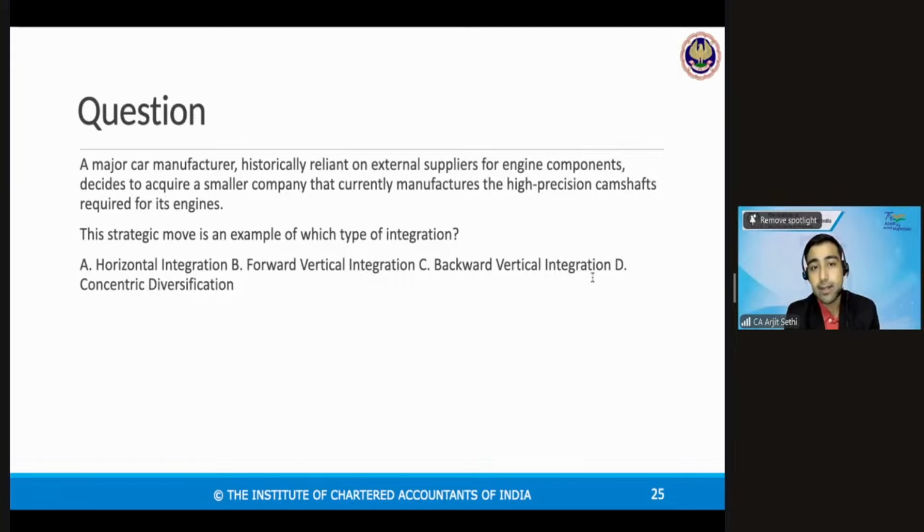Okay, horizontal, backward vertical, backward vertical... one is saying horizontal. The correct answer is backward vertical integration. Okay, I'll take a pause here.